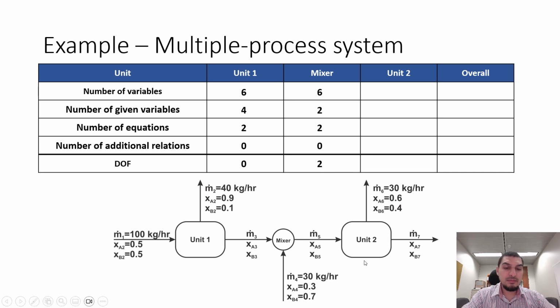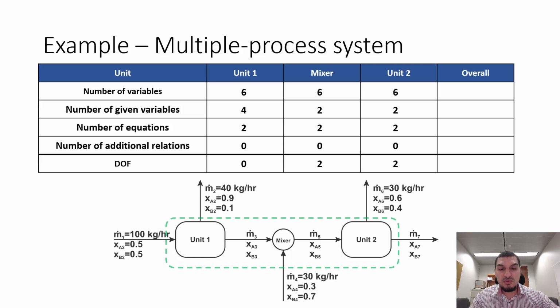For unit 2, the streams that we are interested in are streams 5, 6, and 7. For stream 5, we have 2 components, and 2 components for each of the others. So this is 6 variables. We have 2 given variables and 2 equations. It's the same as in the previous unit. So we have 2 degrees of freedom.